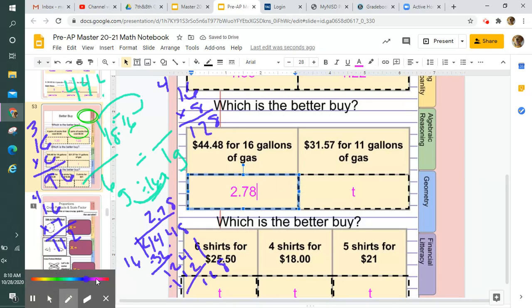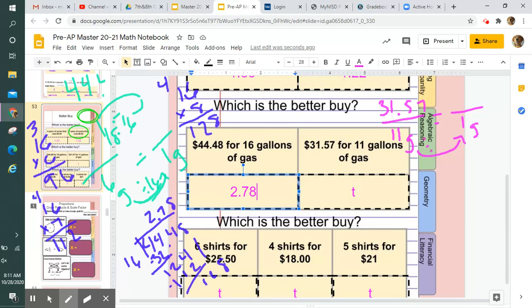So now we have to figure out the other side. Okay, so the other side of this, it says $31.57 for 11 gallons. We want to know how much for 1 gallon. So to get from 11 to 1, we divide by 11. So that means on top we're going to divide by 11.